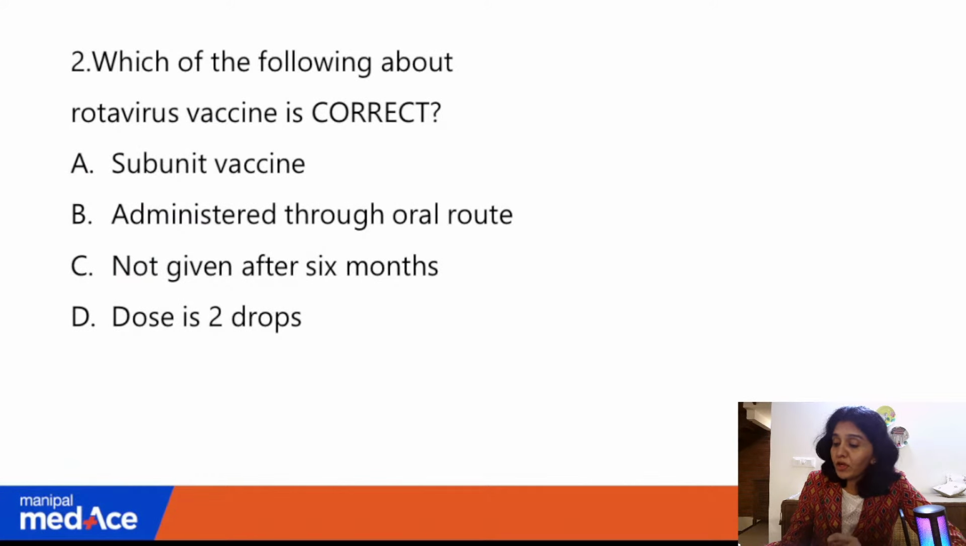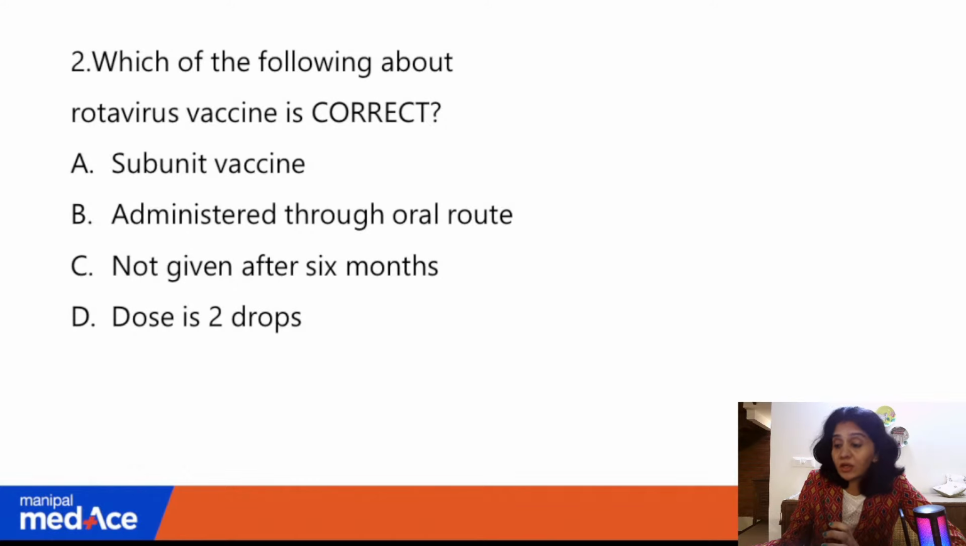Which of the following about rotavirus vaccine is correct, right? I keep telling, every exam at least one question will be there from vaccines, and in fact in this exam there were two questions. So we will discuss both of them here. The question they've asked is related to the rotavirus vaccine. The options are subunit vaccine, administered through oral route, not given after 6 months, doses 2 drops, right?